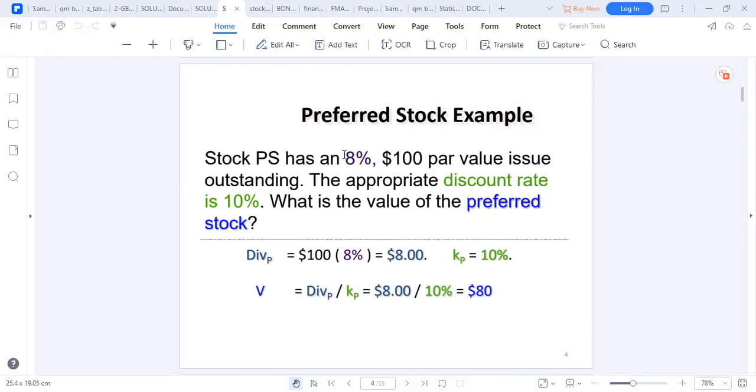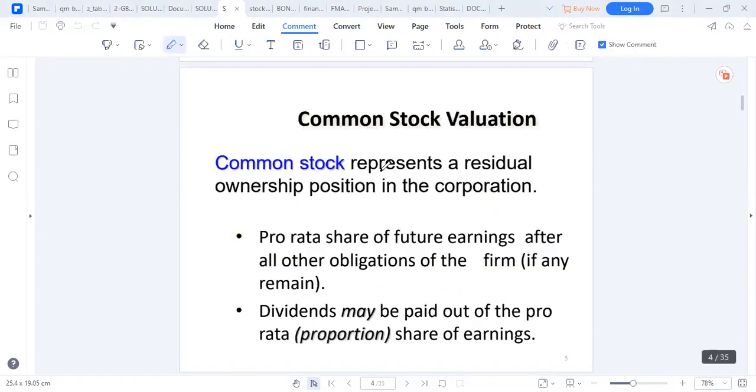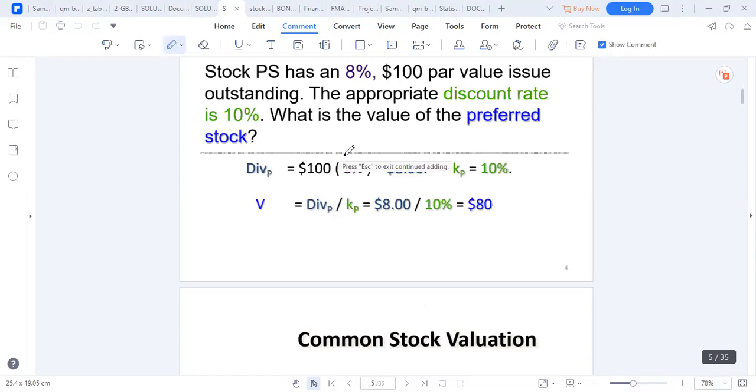So these are preferred stockholders who are given a fixed dividend. So their payment is 8% of 100, which is $8. The dividend paid is $8. Then you divide it by the appropriate discount rate. It's one of the easiest, less examined types of valuations. So the dividend paid over the appropriate discount rate.